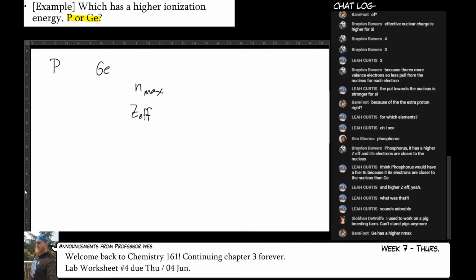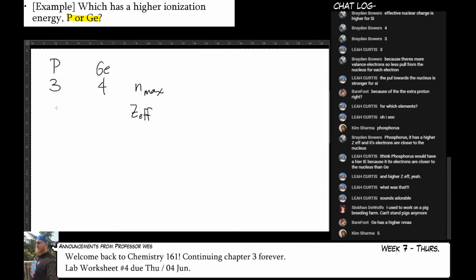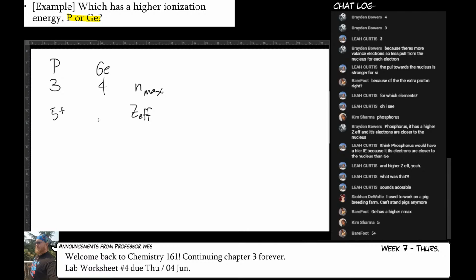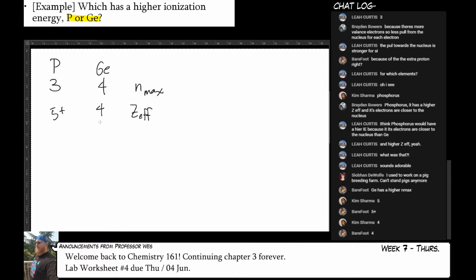All right, so let's write down these numbers here. What is the max N for phosphorus? It's in period 3, so we get that. Where's germanium? It's in period 4. And then I need to calculate Z effective. What's the Z effective for each of these? What's the Z effective for phosphorus? 5, good. And then how about for germanium? 4. All right, so we can count Z effective effectively.